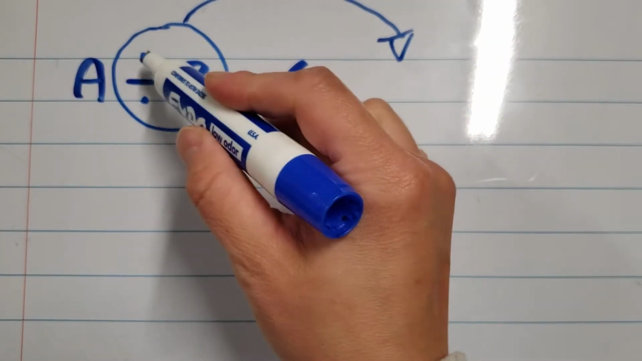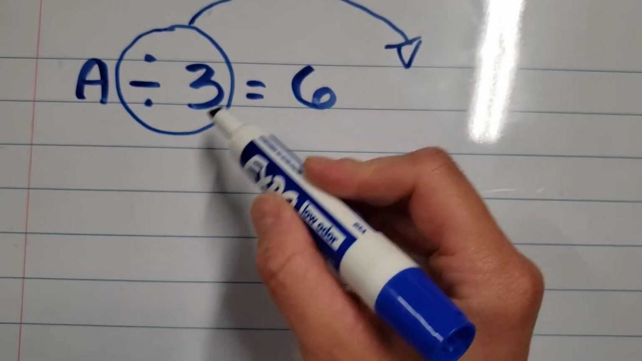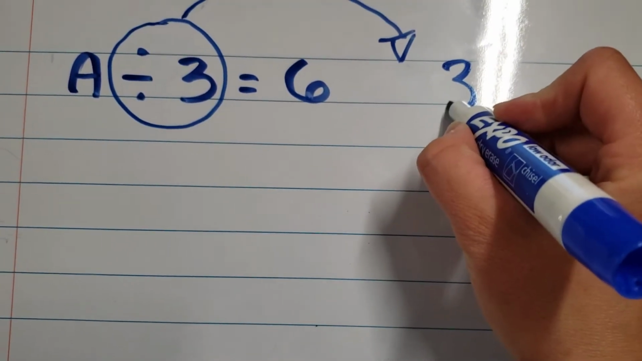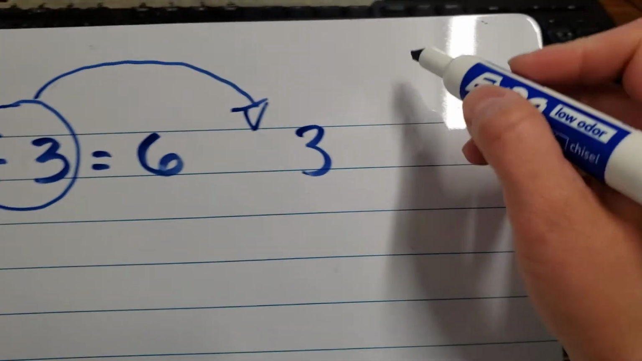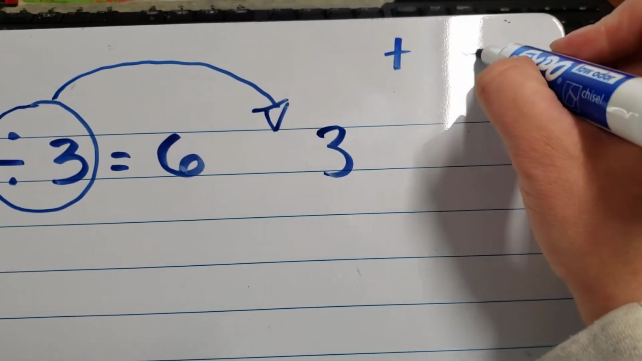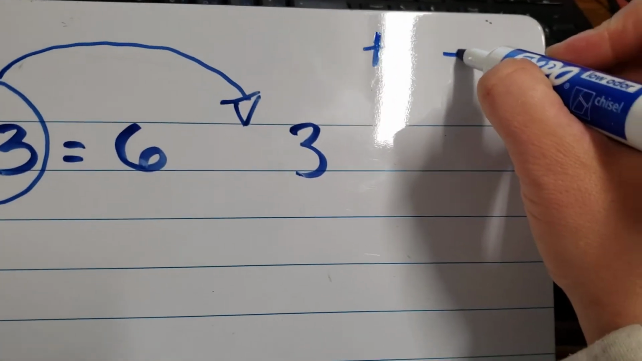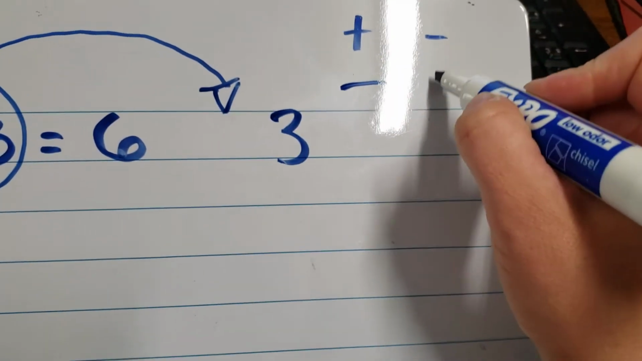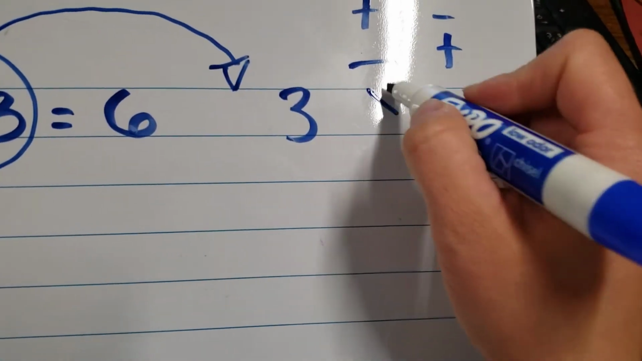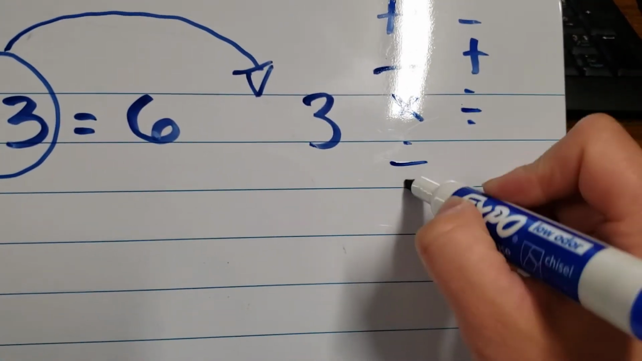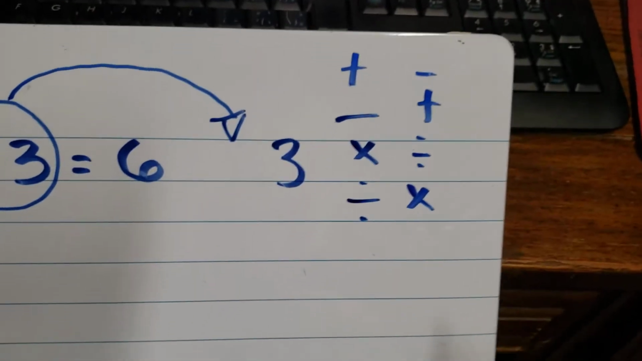So I'm going to take this information that's on this side of the equal sign and move it over here. So my 3 is over here. Now remember, let me just draw a little chart. Addition becomes subtraction. Subtraction becomes addition. Multiplication becomes division. Division becomes multiplication. Okay, this is our little chart there.